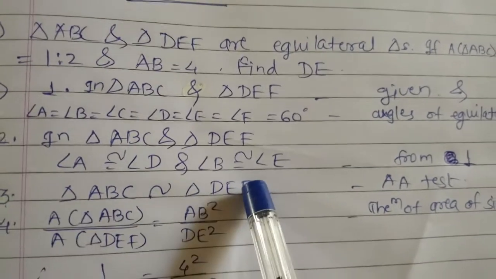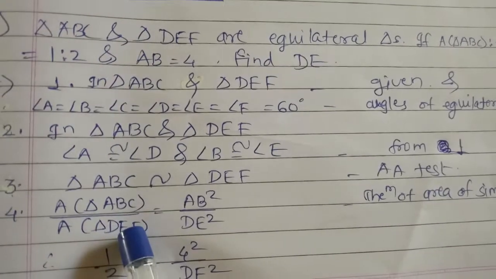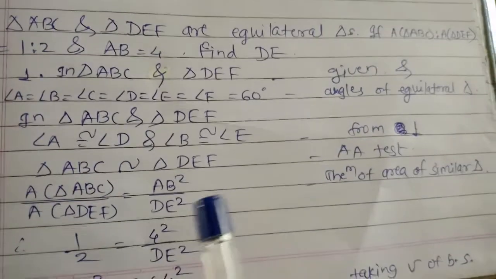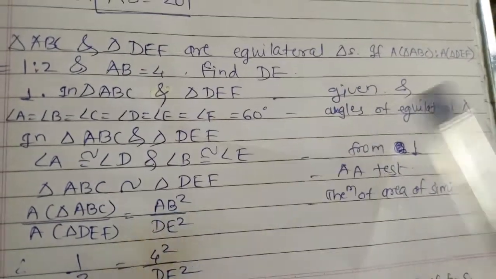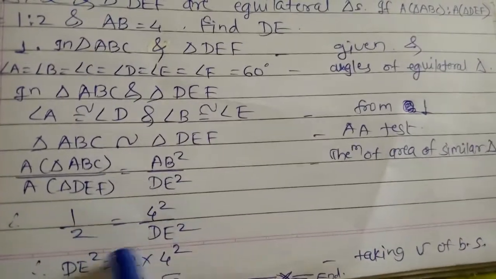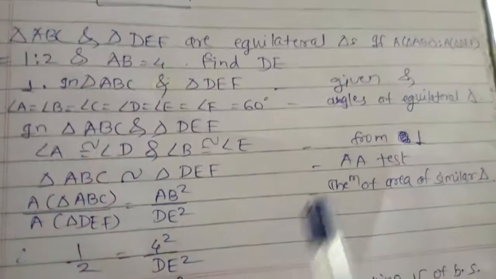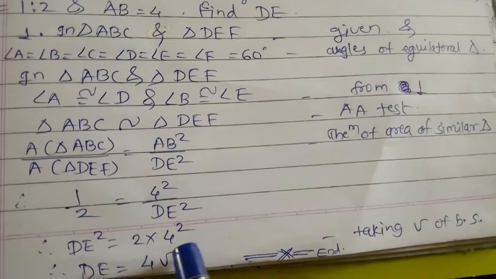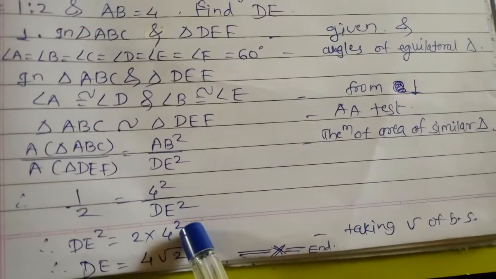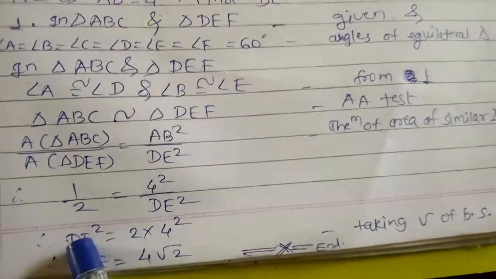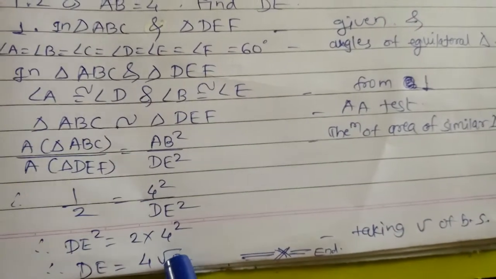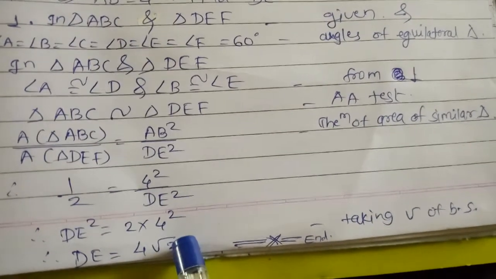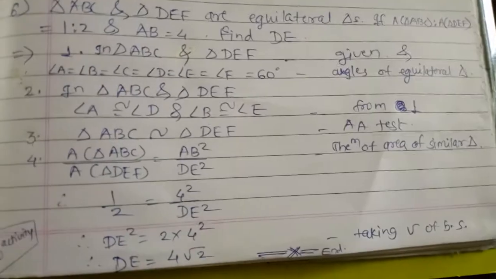Now since the triangles are similar, the ratio of the areas of these two triangles is equal to the ratio of the squares of their sides, by the theorem of areas of similar triangles. So we put down the values: we are given the ratio is 1:2. So 1/2 is equal to, again we are given AB, that is 4, so 4² upon DE². So DE² is equal to 2 into 4². 4² is 16. Or we can take the square root of both sides. So DE is equal to the square root of 2, that is √2, and the square root of 4² is 4. And so my answer is DE is equal to 4√2. The reason is taking the square root of both sides.